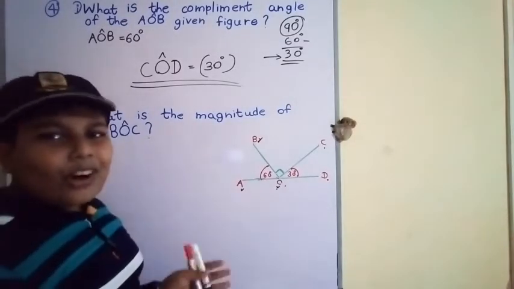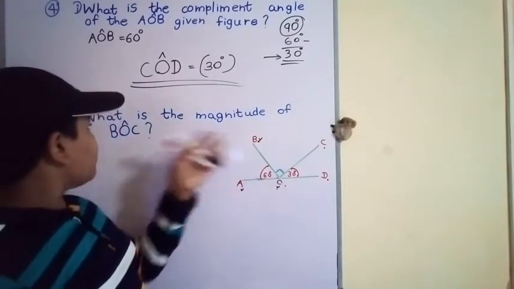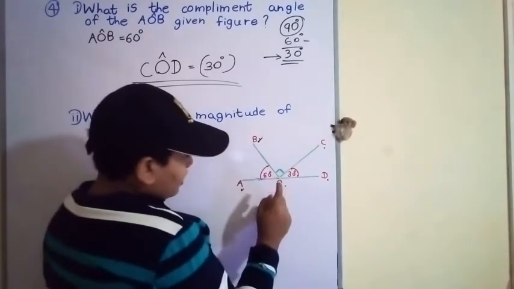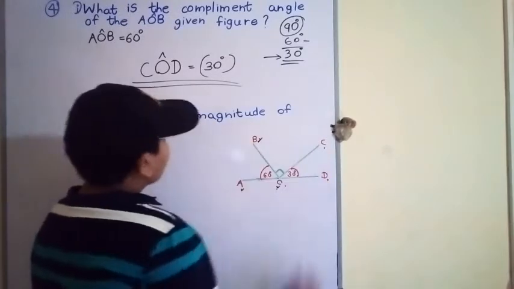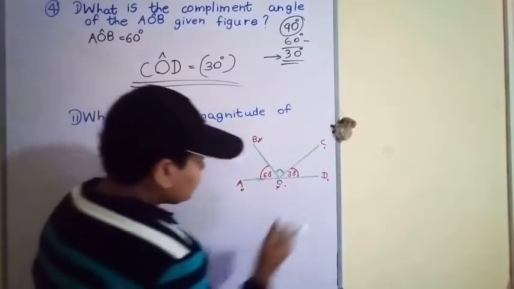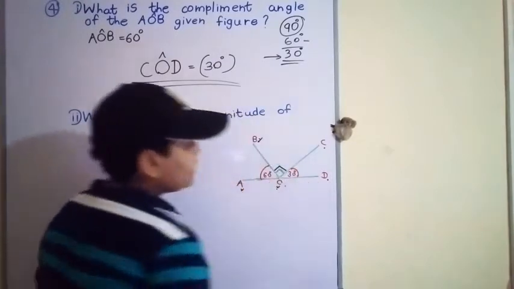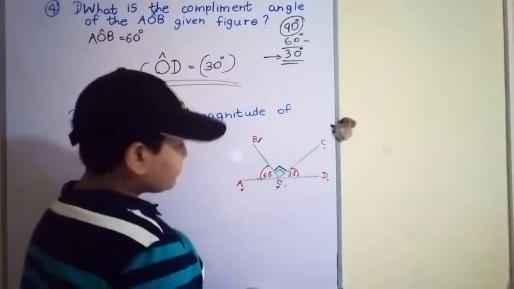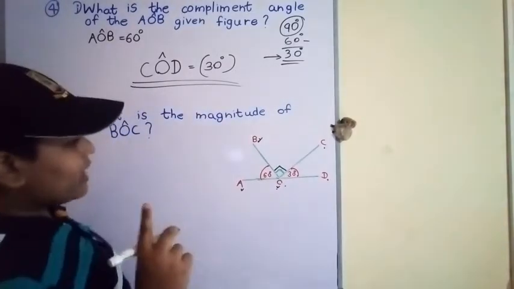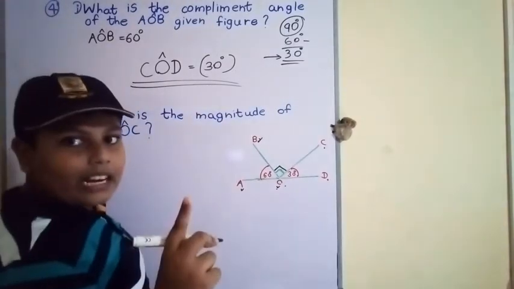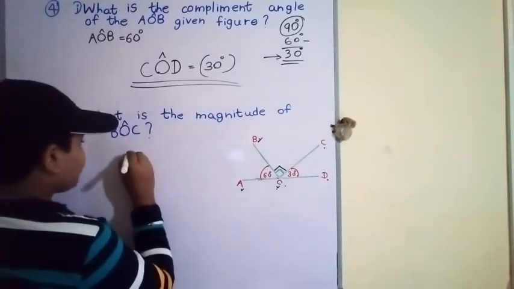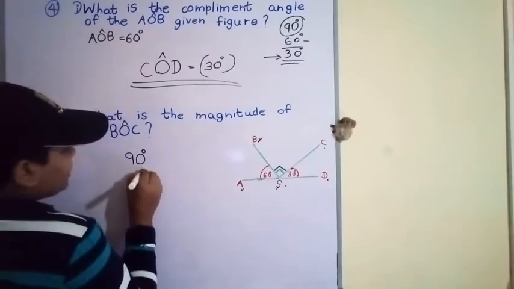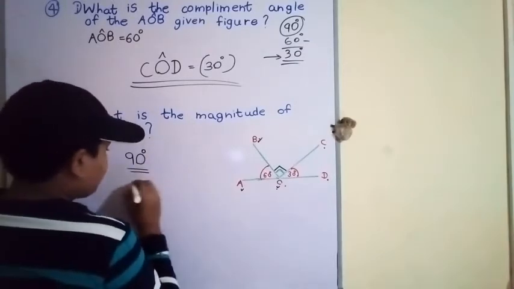The last part of the fourth question: what is the magnitude of BOC? What is the BOC angle? You look, there is a symbol here. What is that symbol? It is a right angle. A right angle means an angle of magnitude 90 degrees. So the magnitude is 90 degrees, a right angle.